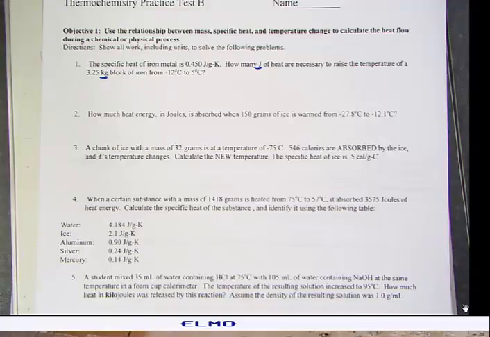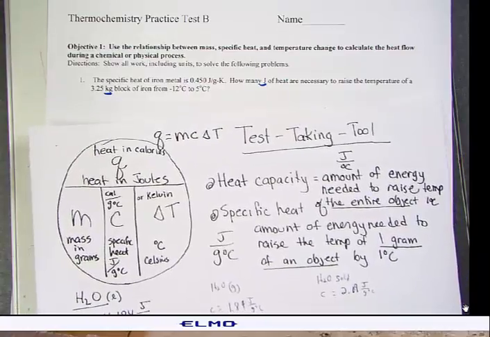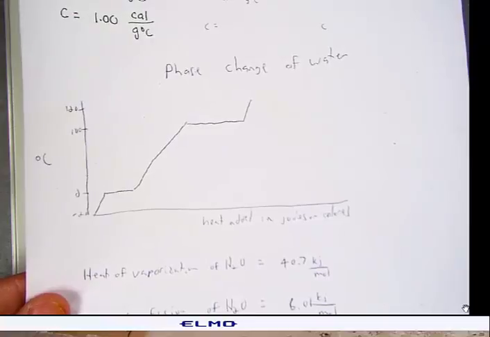Today I'm going to walk you through the thermochemistry practice test B. This test only has 3 objectives. One has to do with Q equals MC delta T type problems, so you'll need this test taking tool. The next one has to do with phase changes. You'll need that test taking tool.